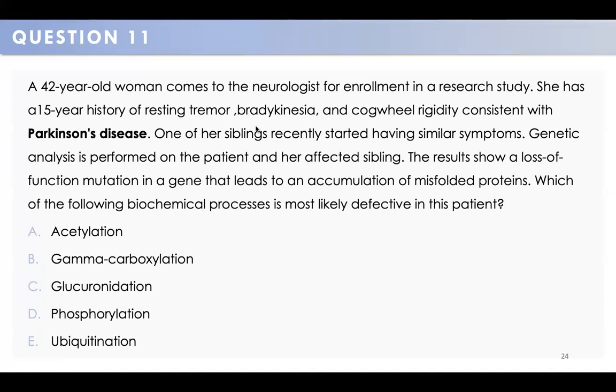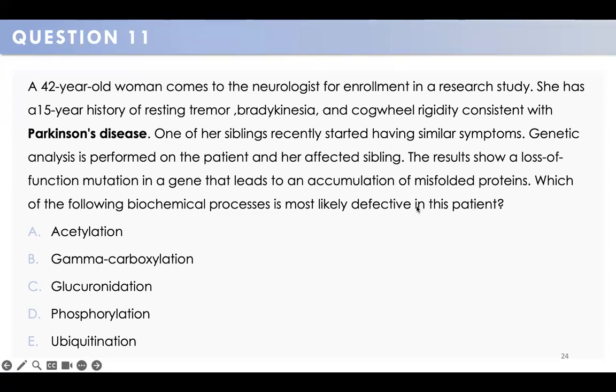A 42-year-old woman comes to the neurologist for enrollment in a research study. She has a 15-year history of resting tremor, bradykinesia, and cogwheel rigidity, which are consistent with Parkinson's disease. One of her siblings recently started having similar symptoms. Genetic analysis is performed on the patient and her affected sibling, and the result shows a loss of function mutation that leads to the accumulation of misfolded proteins. Which of the following biochemical processes is most likely to be defective in this patient?